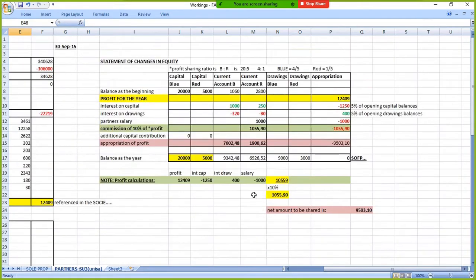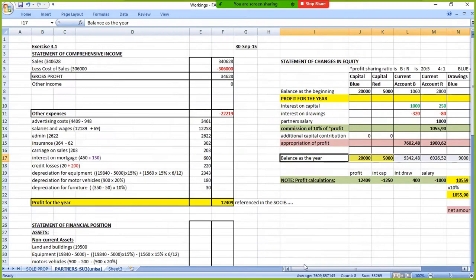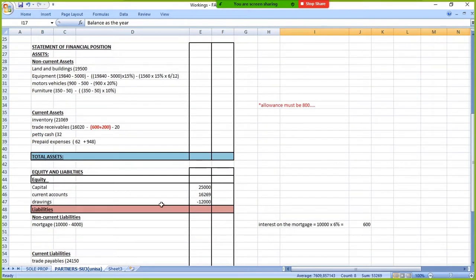Okay, so I'm just referencing those amounts. Capital, those two; current, those two; drawings, those two. I'm adding the totals, because that gets disclosed at year end. So if you go here at the bottom, there's my capital, there's my current account, there's my drawings. Can I work out my equity? Yes, equity will be the sum of those three amounts. Okay, there's my equity. Right, let's wrap up here.